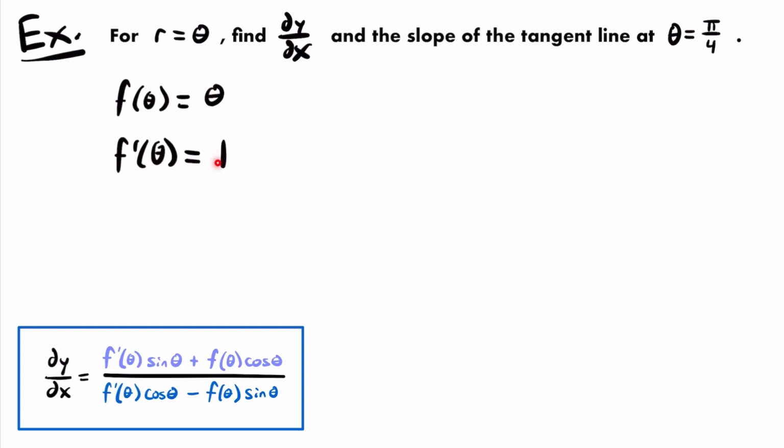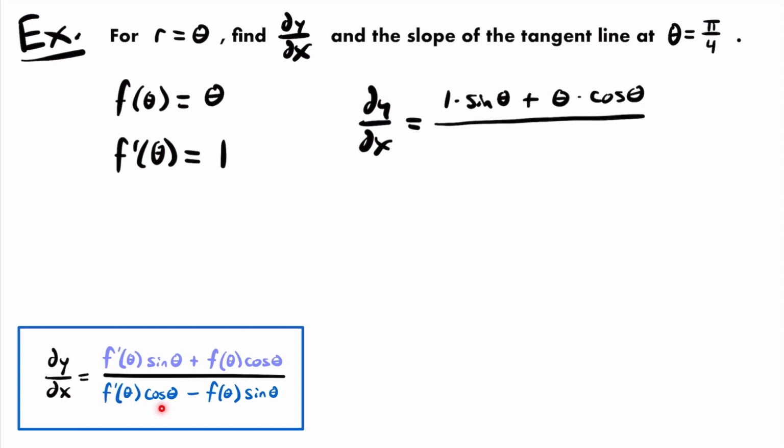Now we just have to plug these values into this formula to find dy/dx for this polar equation. And once we have that derivative, we can evaluate it at theta equals pi divided by 4 to find the slope of the tangent line at that angle. So let's set up our derivative. dy/dx is equal to f prime of theta times sine theta. f prime of theta is 1, so we're going to have 1 times sine theta plus f of theta times cosine theta. f of theta is theta, so we'll have theta times cosine theta, and that will be divided by f prime of theta times cosine theta.